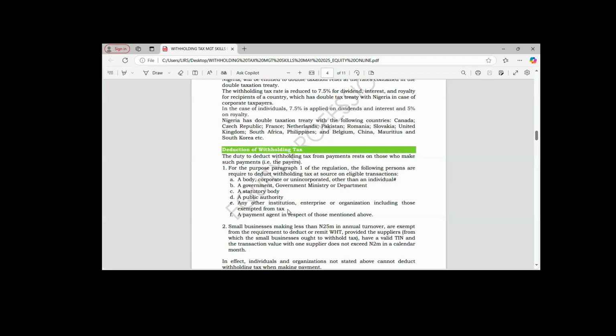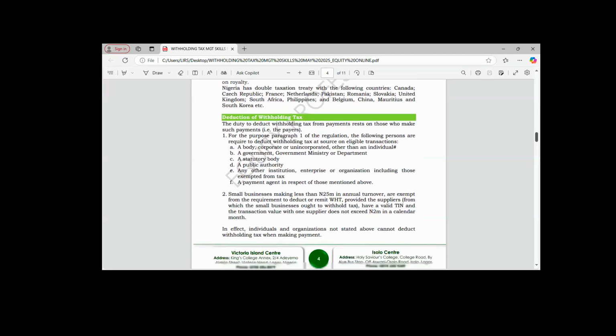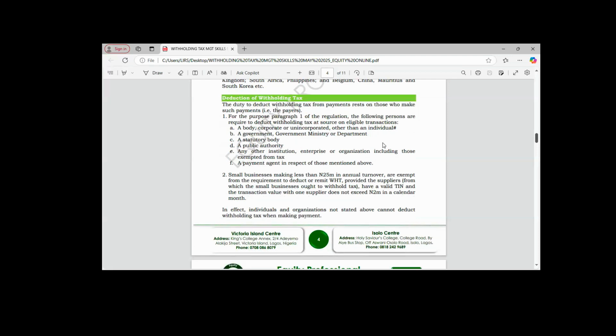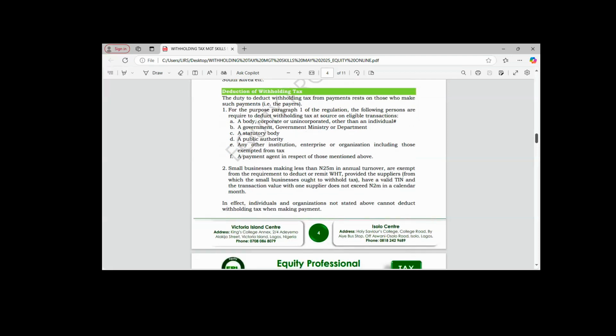those exempted from tax. The fact that you are exempted from payment of tax, maybe you are in the free trade zone, or you are under pioneer legislation, does not mean that when you carry out a transaction, you cannot deduct withholding tax. The fact that you are exempted does not exempt you from deduction. A payment agent, any of these can deduct withholding tax, or any incorporated entity or individual that operates the PAYE scheme can deduct withholding tax.